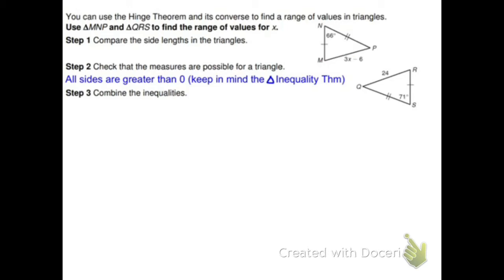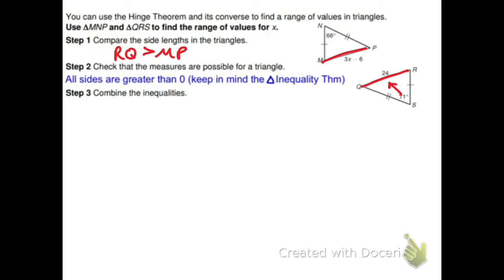So I look at my included angles. I have 66 degrees for angle N. I have 71 degrees for angle S. So which side is longer? Is side MP longer, or is side, let's see, MP, it would be RQ. Which side is longer? Well, since RQ is opposite the bigger angle, RQ is greater than MP. So that's my first step.